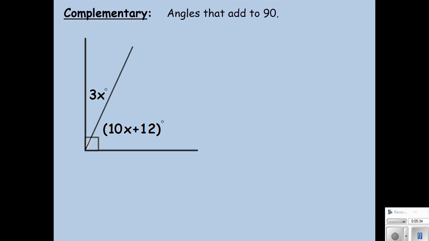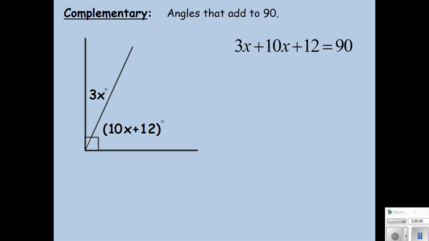We're going to actually add them, and then when we say you get 90 degrees, we're going to say that's equal to 90. So if we add the 3x, small angle, plus the 10x plus 12, the larger one, we should get 90 degrees. And we need to take that and write that as an equation. 3x plus 10x plus 12 is equal to 90. Then we have to solve this equation to figure out what x is, and then ultimately what the measures of both of those angles are.